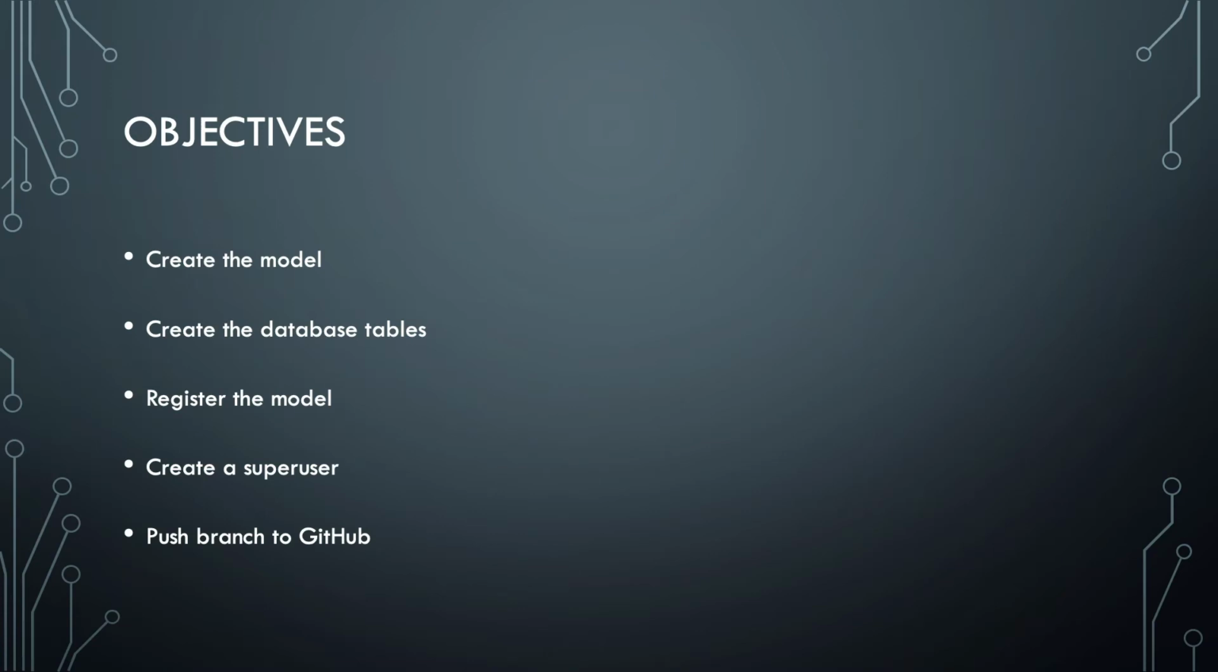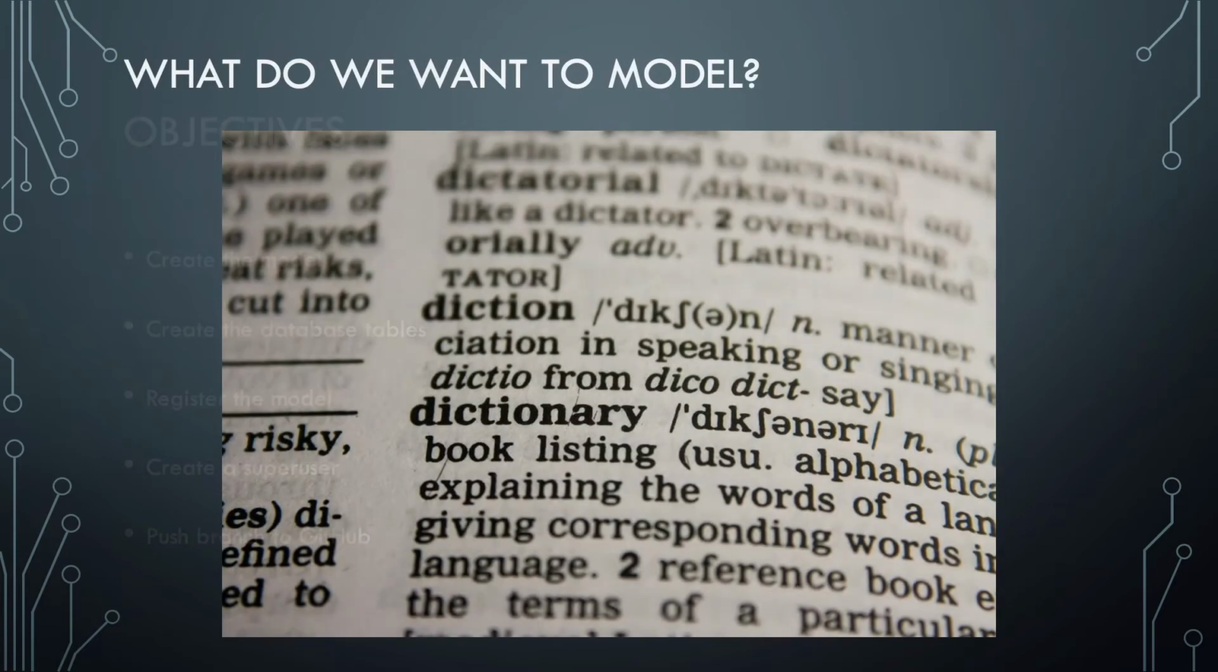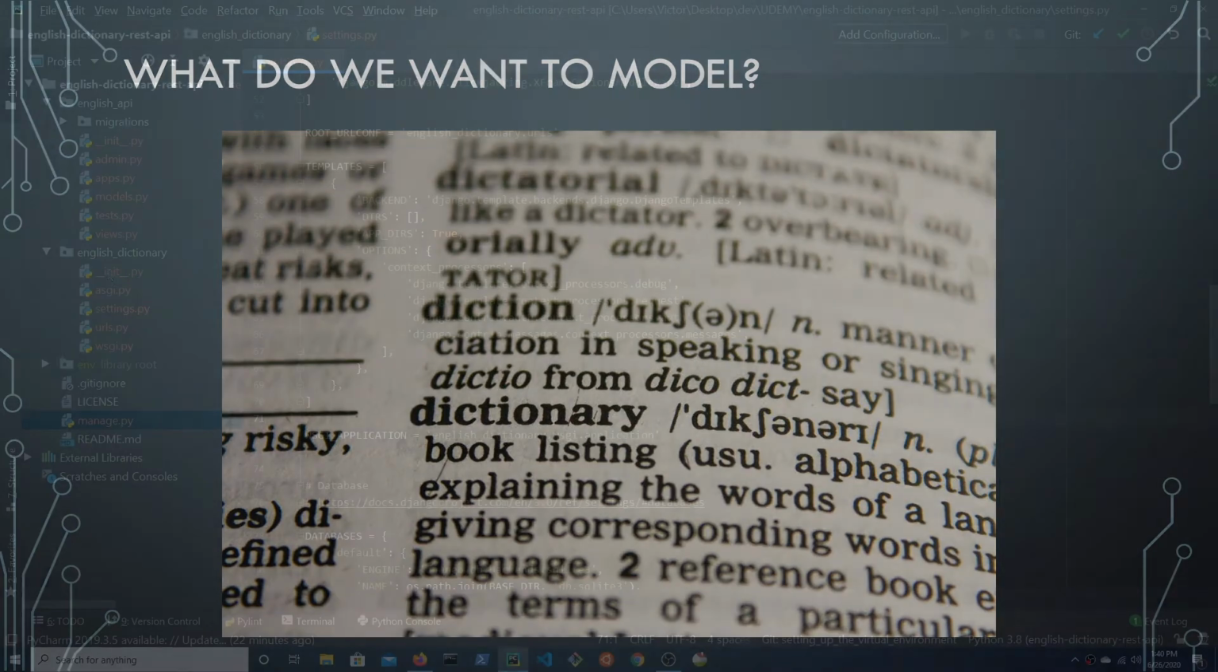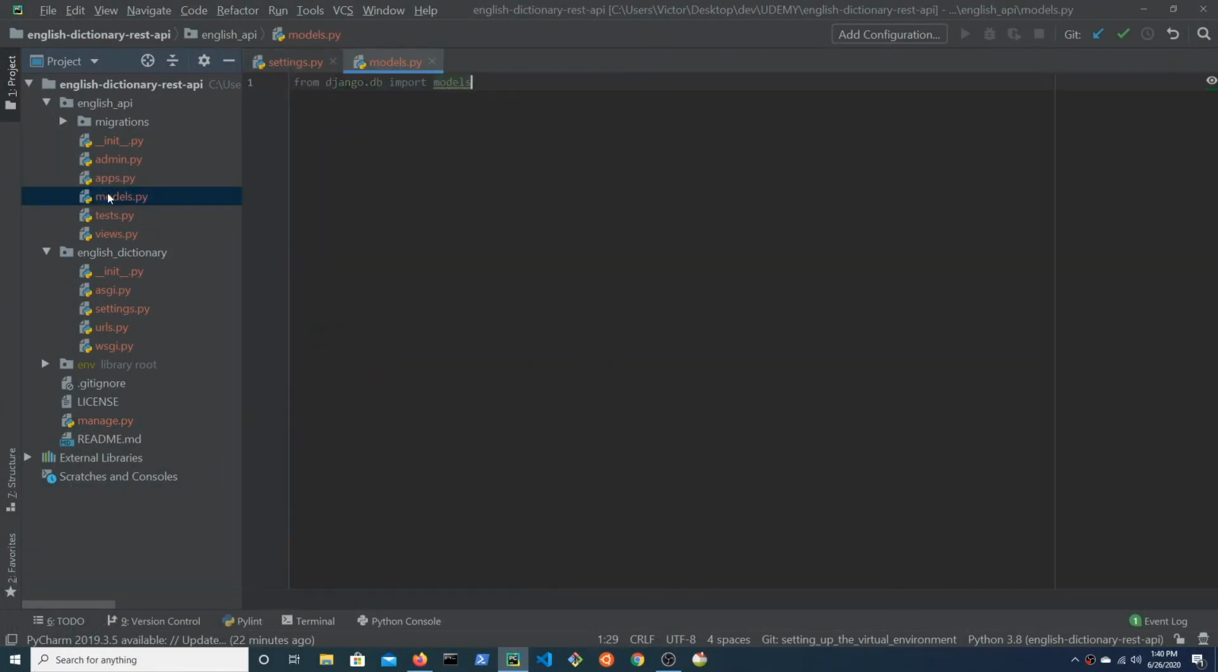In this video, we're going to create the model to represent the data we want to store in the database, create the database tables, register the model, create a superuser, and push the branch to GitHub. When you're building a model, the first question you need to ask yourself is what type of data do we want to model? In a dictionary, for each word, there are meanings of each word and examples of the word used in a sentence. Open models.py in the app folder.